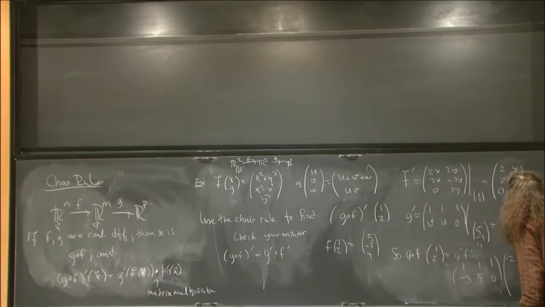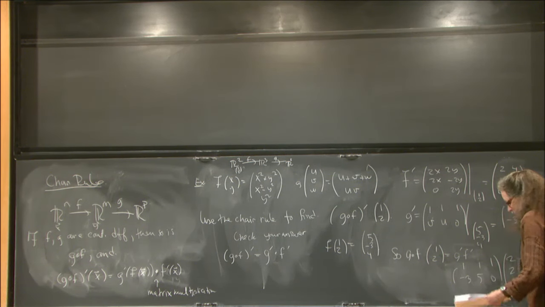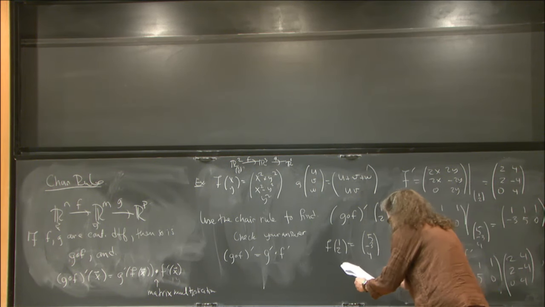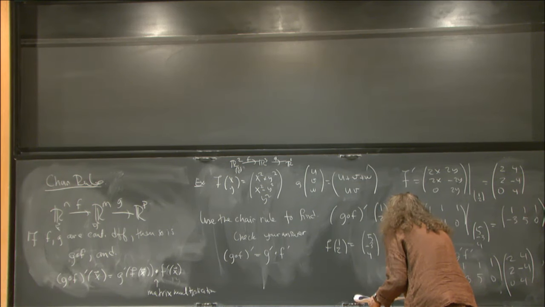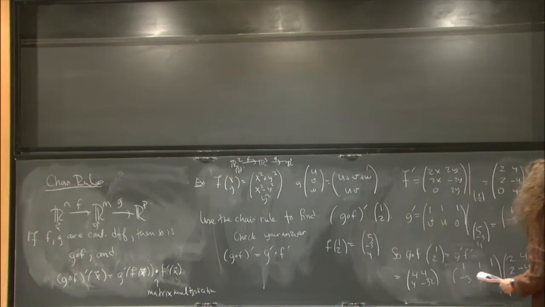This is going to make a smaller matrix. 2, minus 4, 0, 4. And the answer should be G composed with F. It should be 4, 4, 4, minus 32. Did I do that right? 4, 4, 10 minus 6 is 4. Looks right. Okay, I'm going to leave that to you to check.